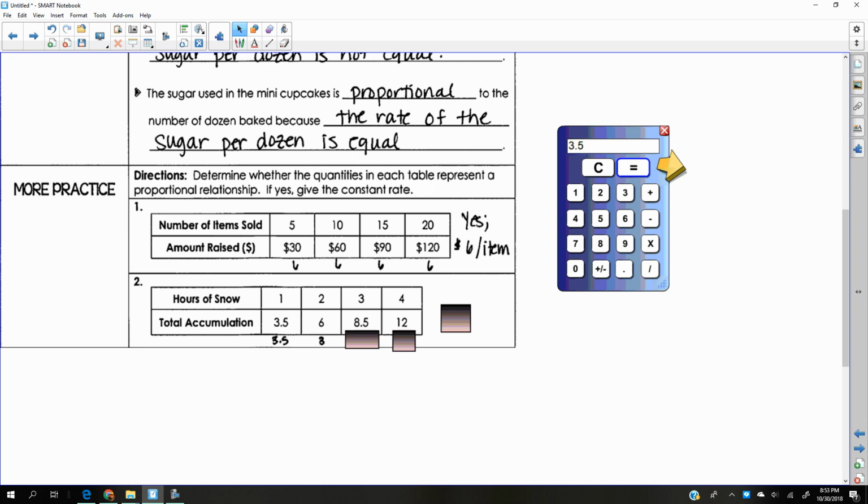So we can already see here that it is not a proportional relationship. And then in 3 hours, they got 8.5 inches of snow. So 8.5 divided by 3 is 2.83333. We're going to round it to 2.83. Okay, looks like the snow is slowing down a little bit. And then finally, after 4 hours of snow, they got 12 inches. So let's say 12. 4 times 3 is 12. Oh, went up a little bit. So here, no, they are not proportional.